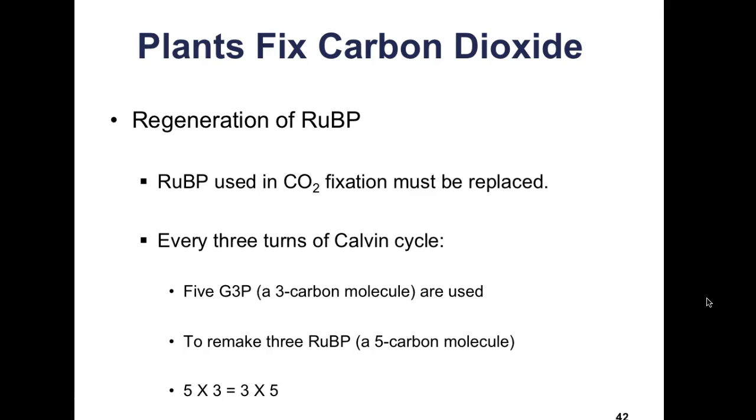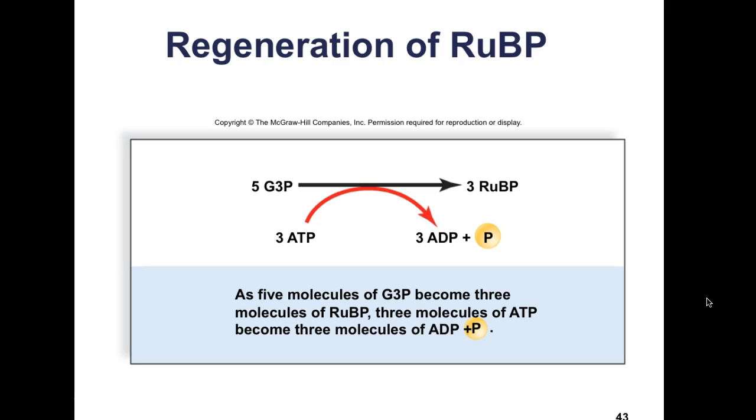In the regeneration of RuBP, ribulose bisphosphate, it is used to fix CO2 and it must be replaced. So every 3 turns of the Calvin cycle, you get 5 G3P molecules that are used to make 3 RuBPs. So 5 times 3 equals 3 times 5. And ultimately there we have that regeneration. As 5 molecules of the G3P become 3 molecules of RuBP, 3 molecules of ATP become 3 molecules of ADP plus P. And that's basically what they were summarizing here.